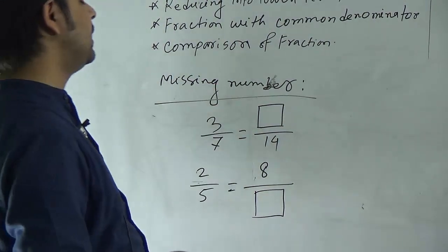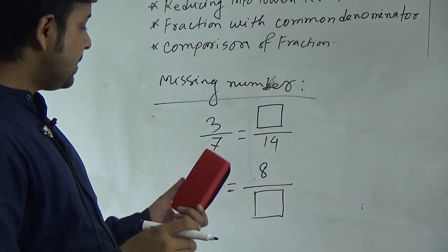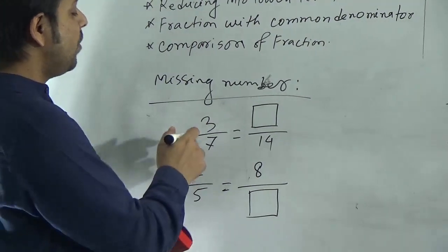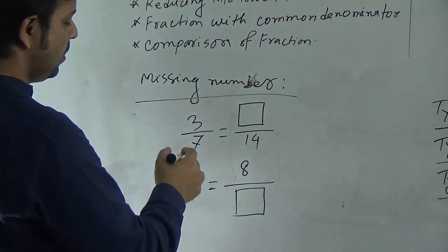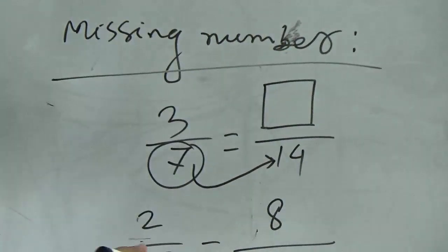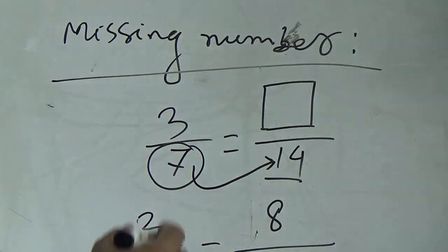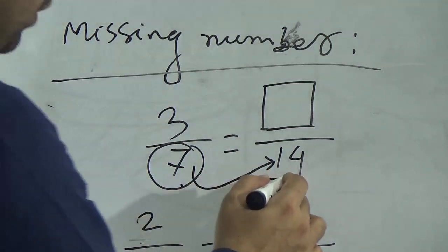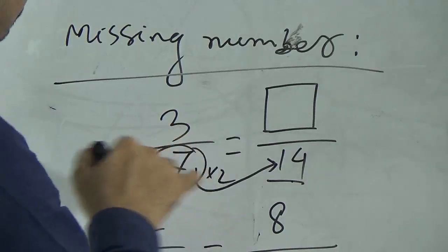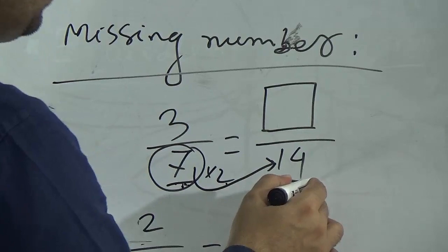How can we find out this? Dear students, you know the equivalent fractions. Applying the technique of equivalent fraction, we can find out the missing numbers here. Here 7 is converted into 14. How can we get 14 from 7? From 7 we will get 14 if we multiply 7 by 2. It means that if we multiply the denominator by 2, we will get this denominator.